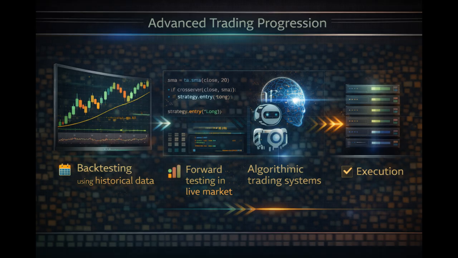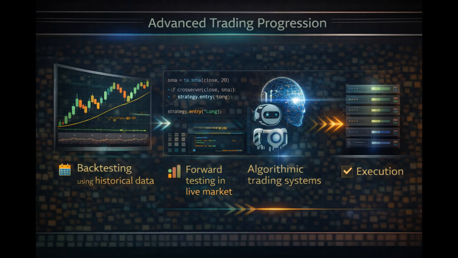Stage 7. Learning algorithmic trading systems. Once interns understand trading strategies and testing methods, they can begin studying algorithmic trading systems. Algorithmic trading involves using computer programs to execute trading strategies automatically based on predefined rules. Interns should learn how trading algorithms process market data, generate signals, and execute trades automatically.